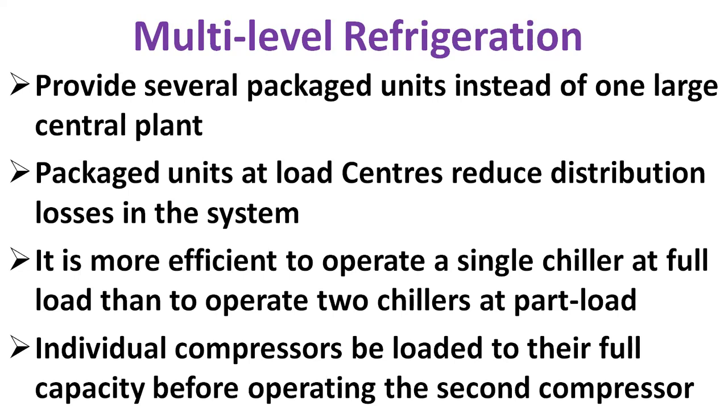The distribution system also should be designed in such a way that individual chillers can feed all branch lines. Isolation valves must be provided to ensure that chilled water does not flow through chillers not in operation. Individual compressors should be loaded to their full capacity before operating the second compressor. In some cases, it is economical to provide a separate smaller capacity chiller which can be operated on on-off control to meet peak demands, with larger chillers meeting the base load.